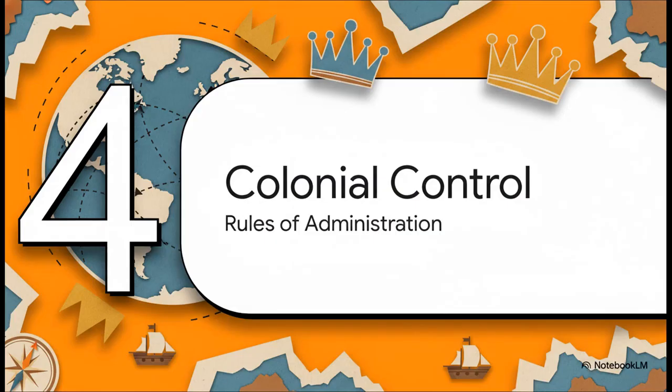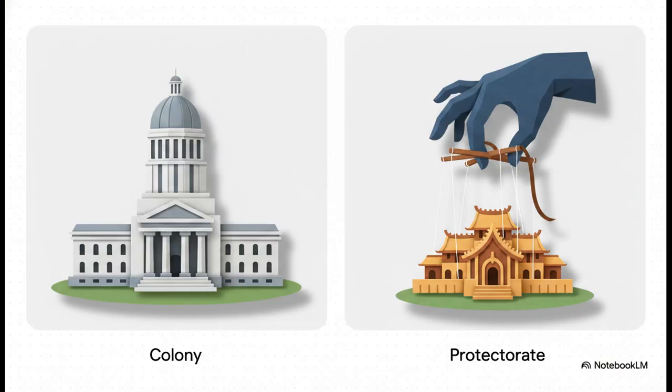Moving on to Section 4, Forms of Colonial Control. So empires essentially had different settings for how tightly they wanted to control an area. The most direct was a colony. Here, the metropolis exercised full, total sovereignty. They brought in their own laws, built their own schools, and ruled directly. Think of Britain's setup in India.